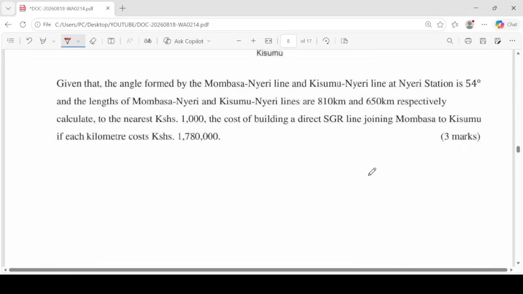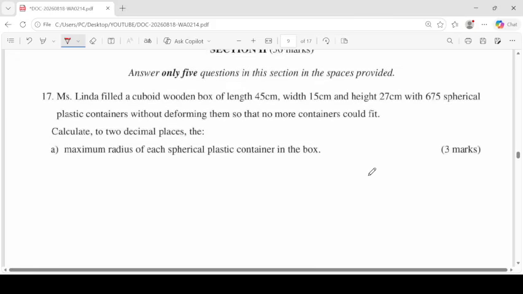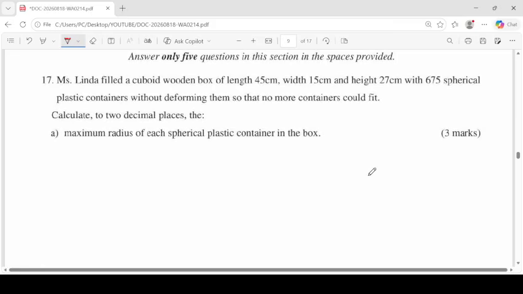Section 2 says, Miss Linda filled a cuboid wooden box of length 45 centimeters, width 15 centimeters and height 27 centimeters with 675 spherical plastic containers without deforming them so that no more container could fit. Calculate to 2 decimal places. Part A, the maximum radius of each spherical plastic container in the box.